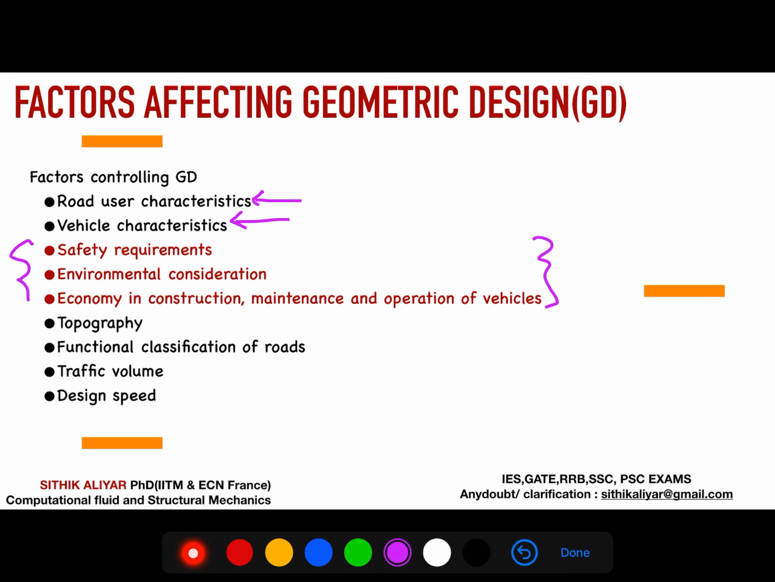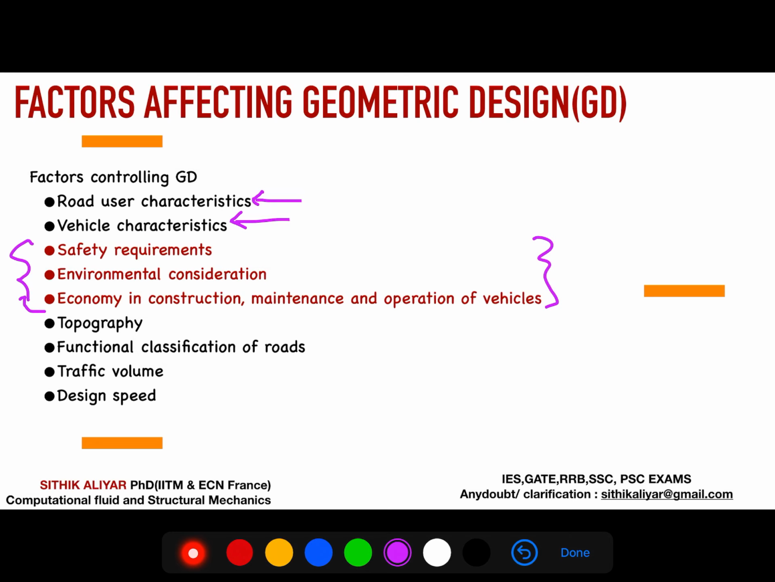Theory for the environmental conditions, or theory for economy. Okay, so these are the factors, where I hope you understood by the name itself, so we are not going to see them in detail. Obviously, safety concerns will affect the geometry. Environmental considerations, such as whether it is a rainy place or a desert place, will affect how the road will look, correct?